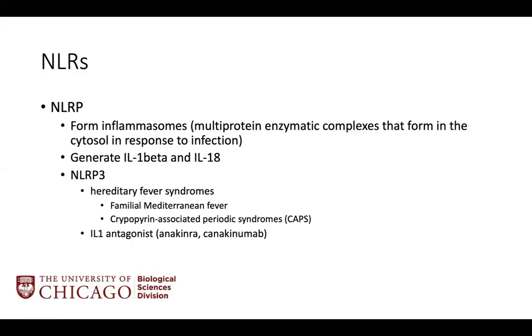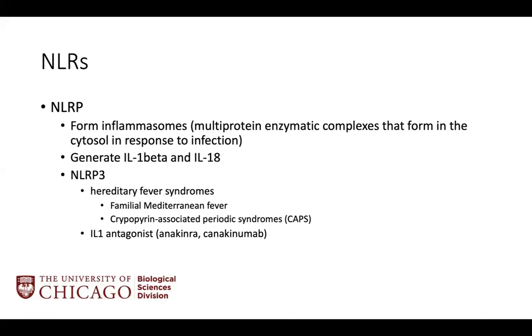There are NLRPs that form inflammasomes. These are complexes that form in the cytosol in response to infection, formed of various enzymes. And they generate IL-1 and IL-18, specifically IL-1 beta. NLRP3 mutation is associated with hereditary fever syndromes, including familial Mediterranean fever, because these cytokines are potent fever inducers, and CAPS.